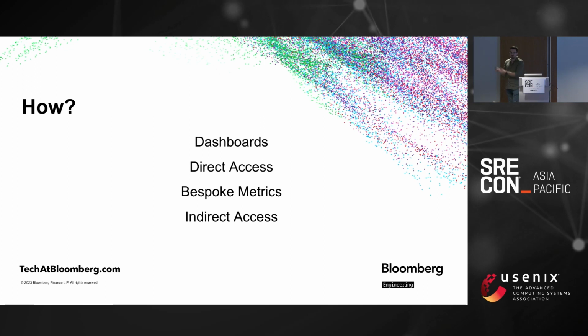So, summarizing. Number one, dashboards. Use this if you can, where the granular data isn't necessary. Then we go to direct access, which is great for internal, trusted teams. And it's probably pretty easy, but not always suitable. Bespoke metrics, we'll try to avoid those unless we really need them. And indirect access for when you can't do the other ones.